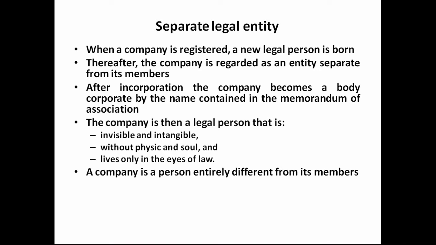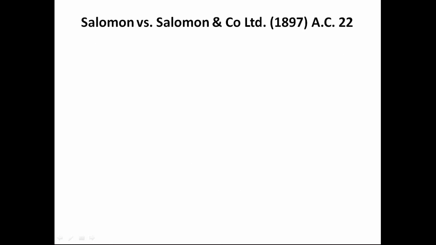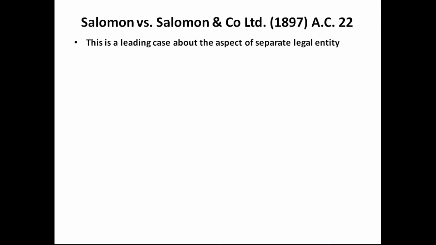So another characteristic is that a company is a person entirely different from its members. And since a company doesn't have either a psyche or a soul, it can only act through human agency. Now this case, Salmon versus Salmon and Co. This case is a classical one, which was decided in the year 1897, which brings out clearly the aspect of separate legal entity.